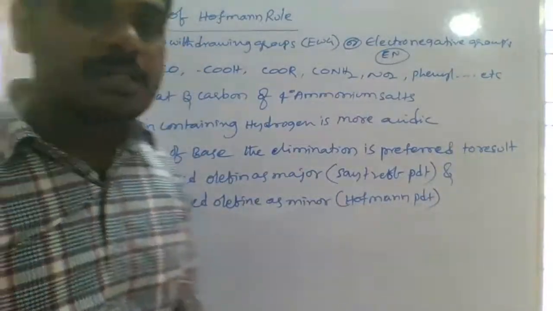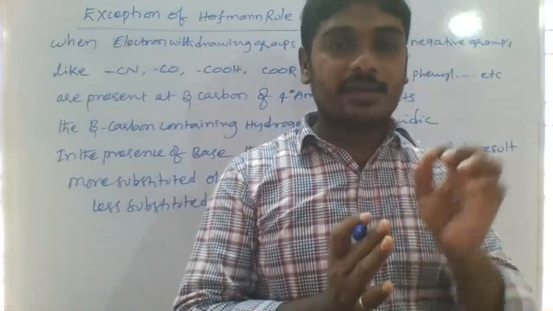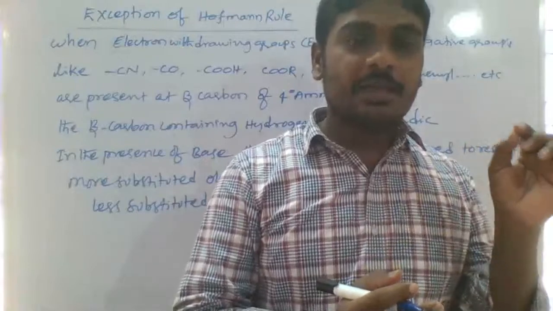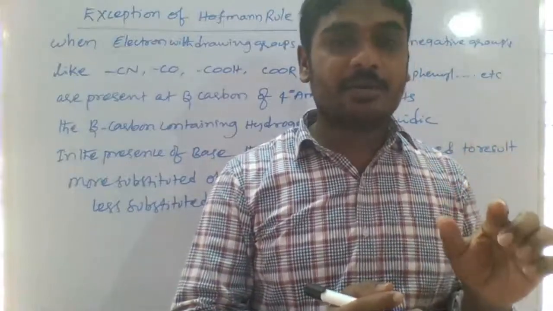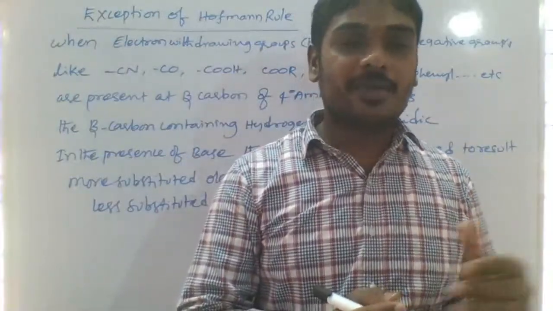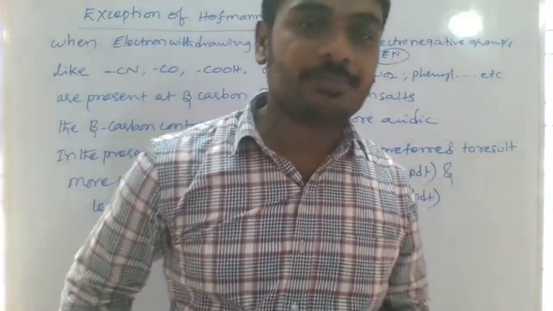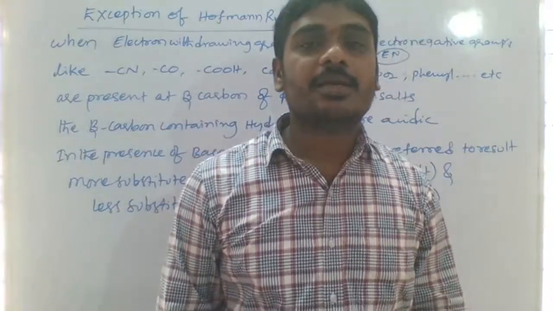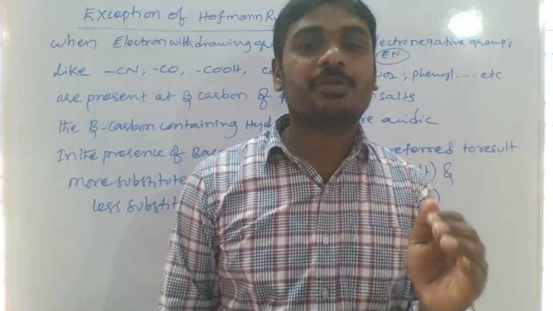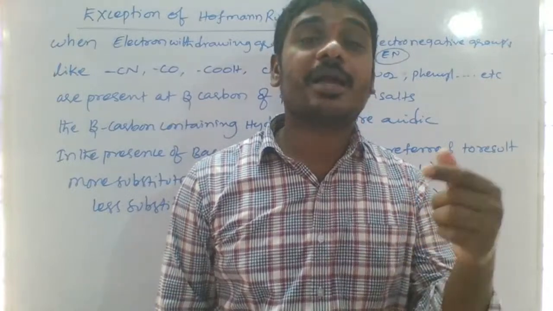So this is the exception for the Hoffman rule. Hoffman rule exception: whenever electron withdrawing groups, electronegative groups, such as strong electron withdrawing groups like nitro group, cyanide group, carbonyl group, carboxylic acid, or maybe ester, amide, or phenyl, etc., are present at the beta carbon in quaternary ammonium salts, the beta carbon electron density decreases. In turn, the proton attached to the beta carbon has decreased electron density. The hydrogen makes a highly acidic character.